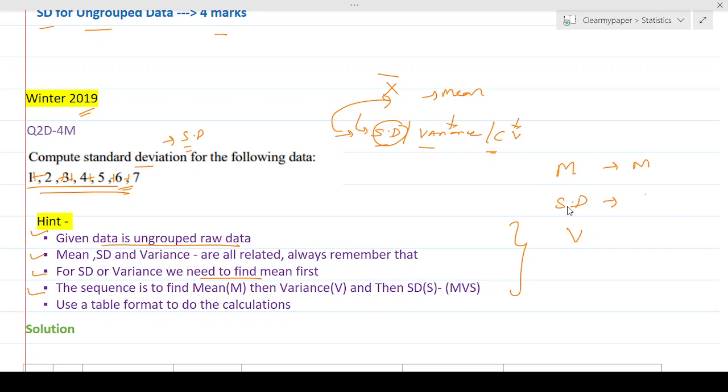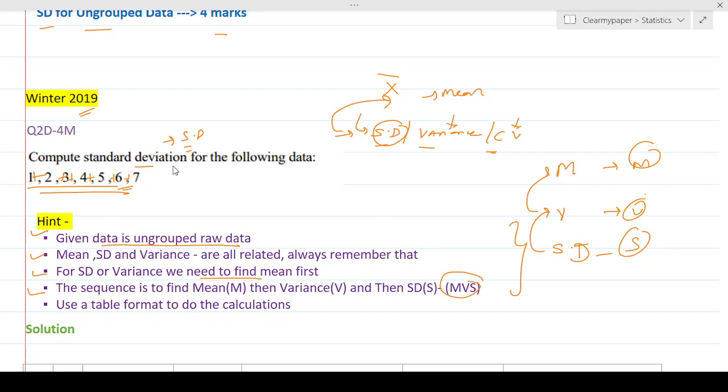So what you do is, first you find the mean. For finding standard deviation, first you find the mean, then you find the variance, and in the last you find the standard deviation. So we have M, V, and S. This is the sequence you need to follow always: M, V, S, because SD is nothing but the square root of variance, and variance is derived out of the mean. So MVS is the strategy.